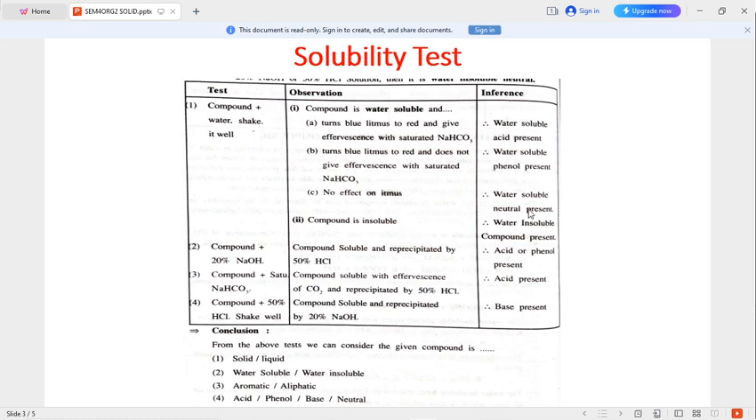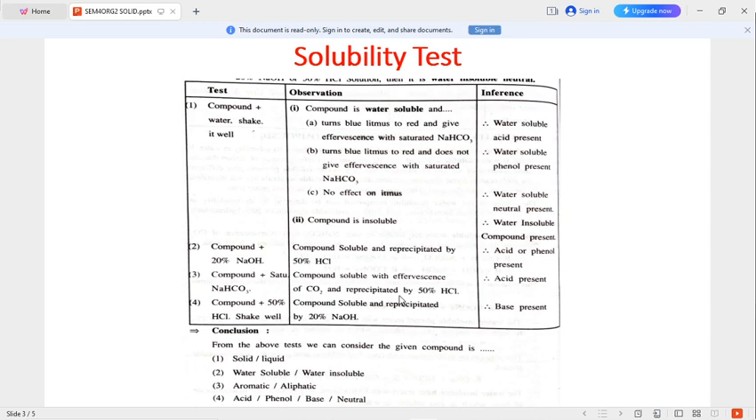And if all these tests are negative, in that case, your compound would be neutral. Let me remind you of one very important thing. To consider a substance as an acid, you should get effervescence immediately with the saturated NaHCO3. At this point, you should get effervescence of CO2.